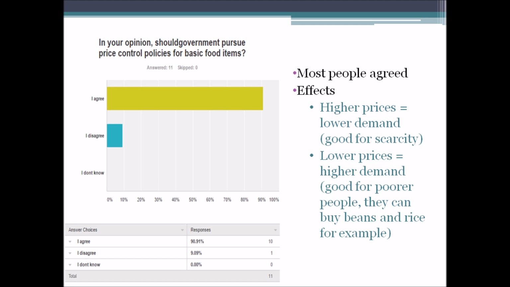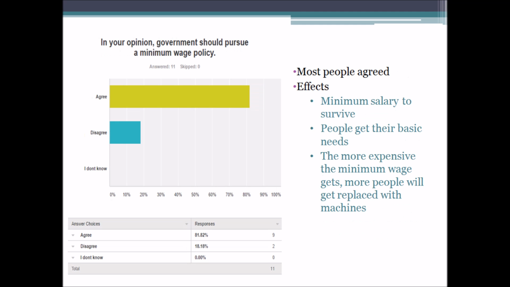So one of the questions that we asked in our survey was, should government pursue price control policies for basic food items? Most people agreed. They thought that lower prices would be better for poor people so that they can afford basic food items. Lower prices also means higher demand. However, if there's no price control, there will be higher prices, which means lower demand, which is good for scarcity.